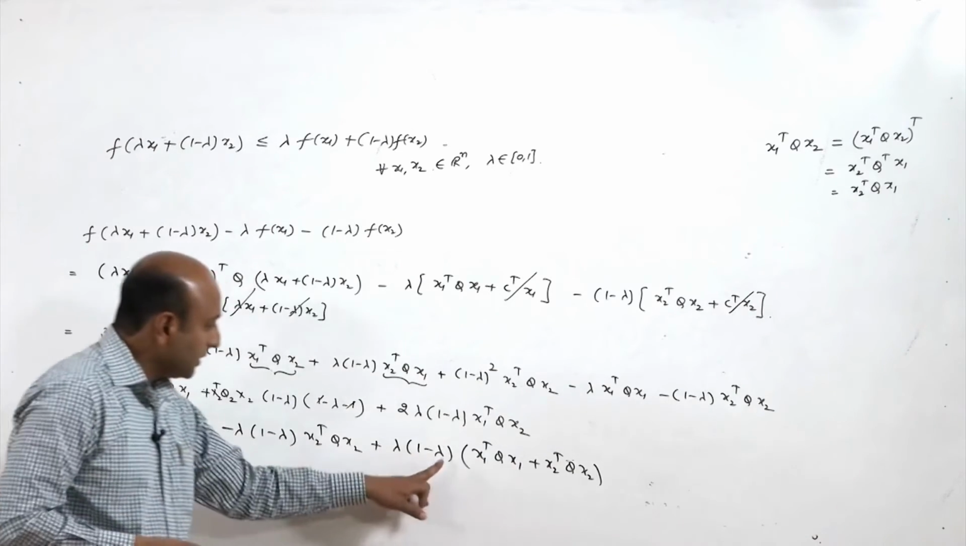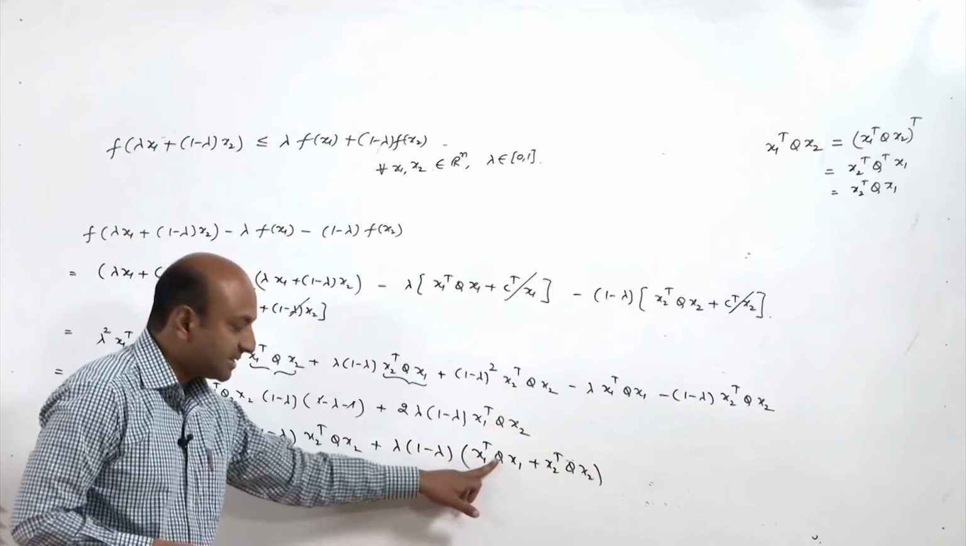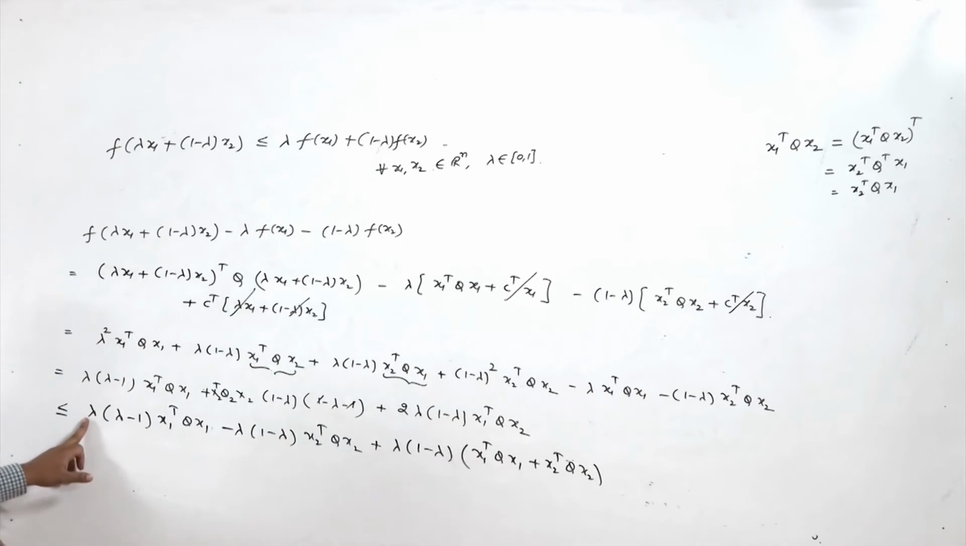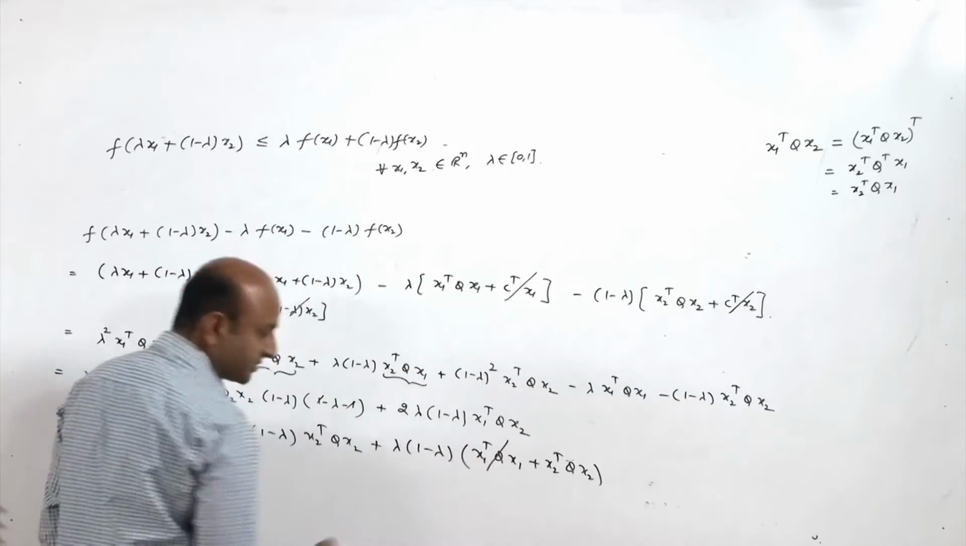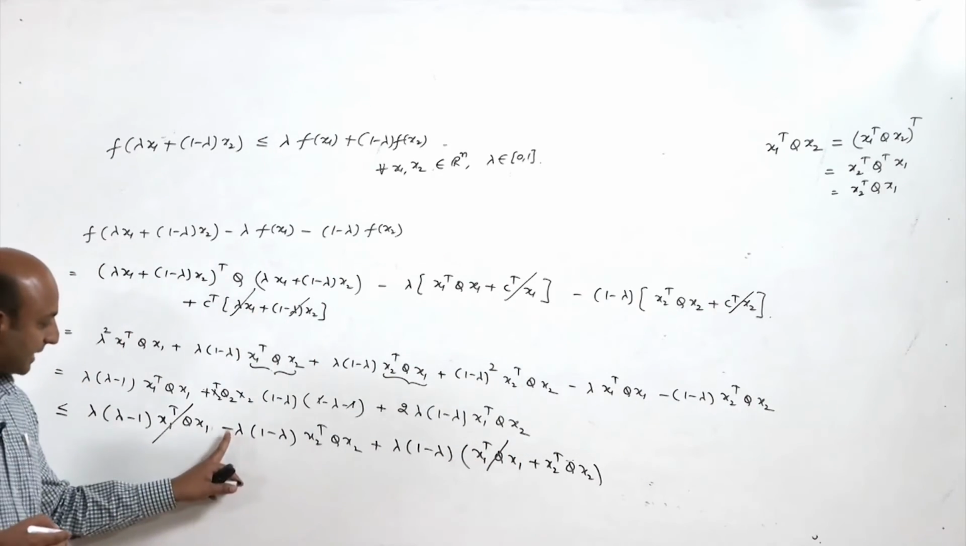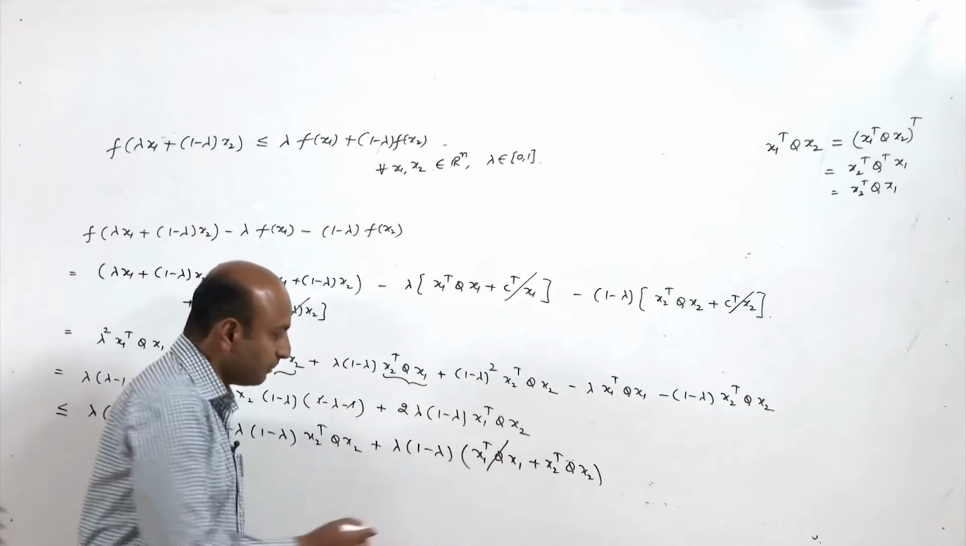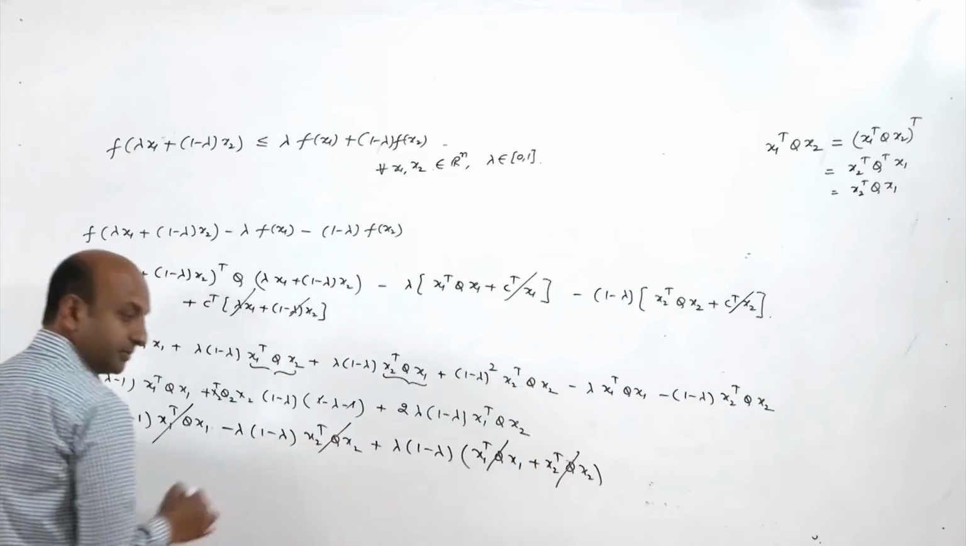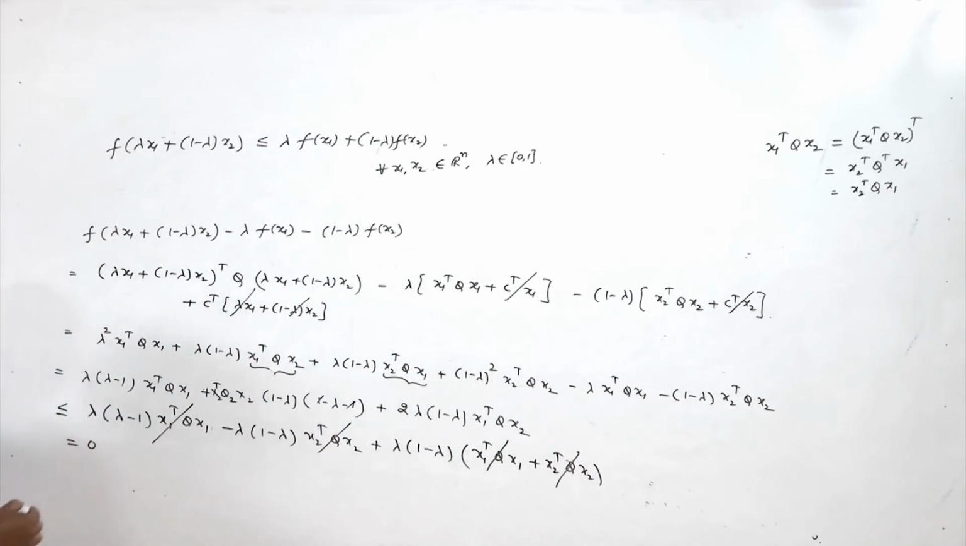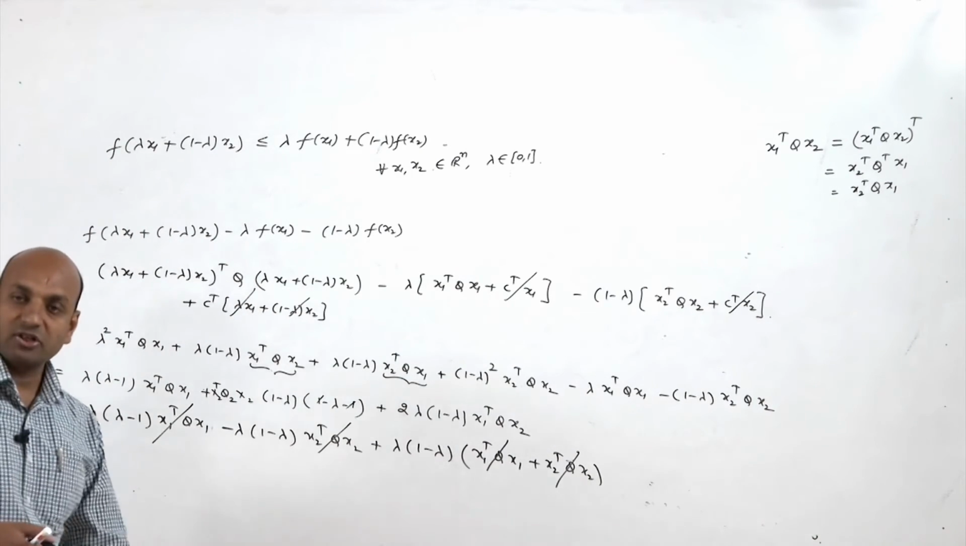Now, this is lambda into 1 minus lambda times this, and this is lambda into lambda minus 1 times this. So, both will cancel because of positive and negative sign, and here it is minus of this and it is plus of this, again both will cancel. So, it is equal to 0. That means we have shown that this expression is less than or equal to 0, and hence the function is a convex function.